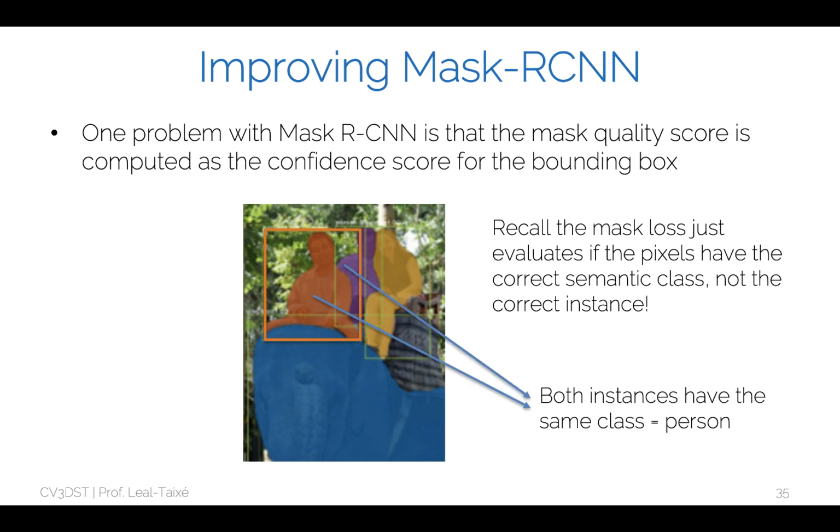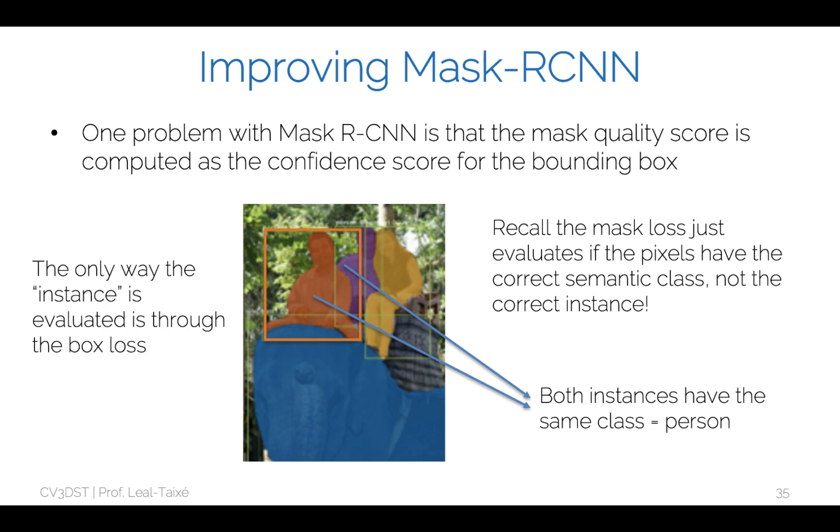So of course, this is a problem in this particular case where you have 2 instances or more of the same class, in this case the class person, inside one bounding box. The idea is that if you're predicting instance segmentations, but the only way the actual instance is evaluated is through the box loss, then you are losing some mask quality there.